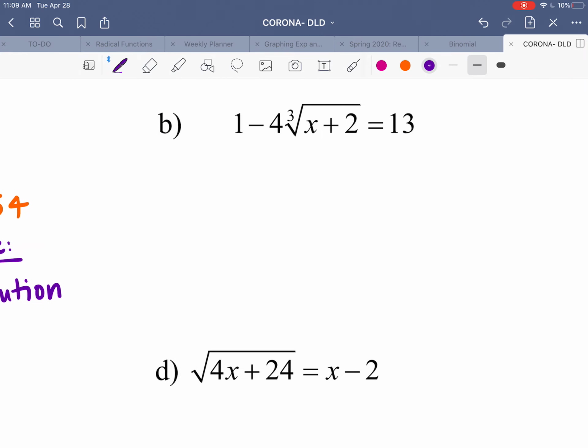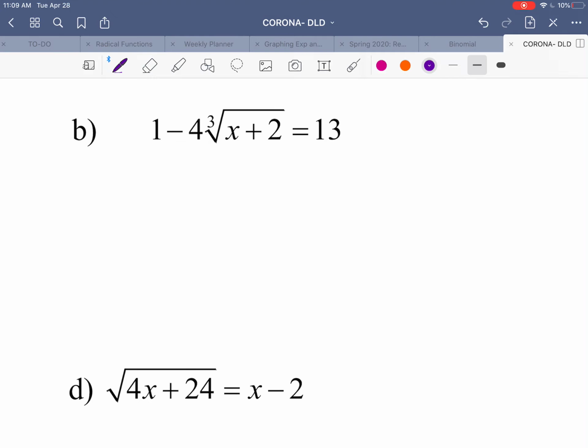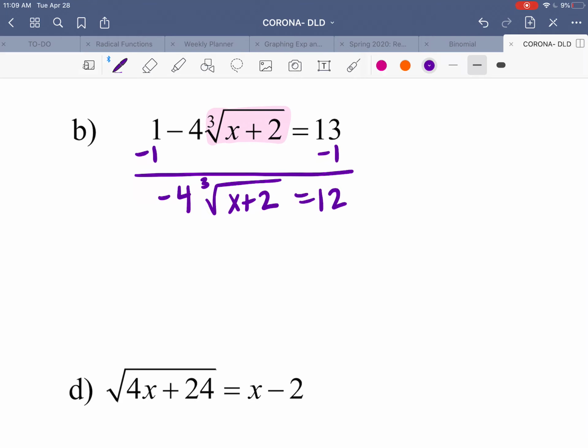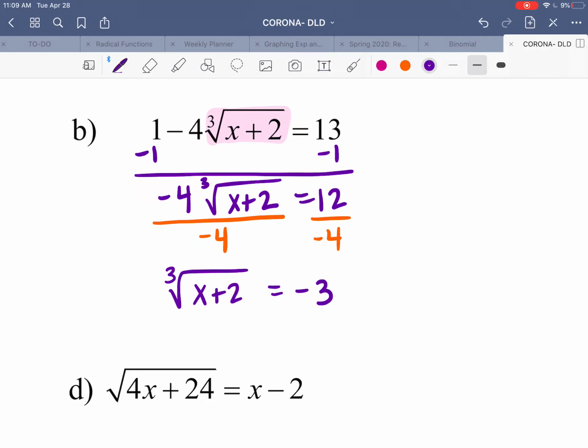Okay, so moving on to B. Again, here we want to isolate this cubed root. So we're going to subtract 1 to start. We're going to have negative 4 times the cubed root of x plus 2 equals 12. Next, we're going to divide by that negative 4 so we can get the radical isolated. We're going to have the cubed root of x plus 2 equals negative 3.